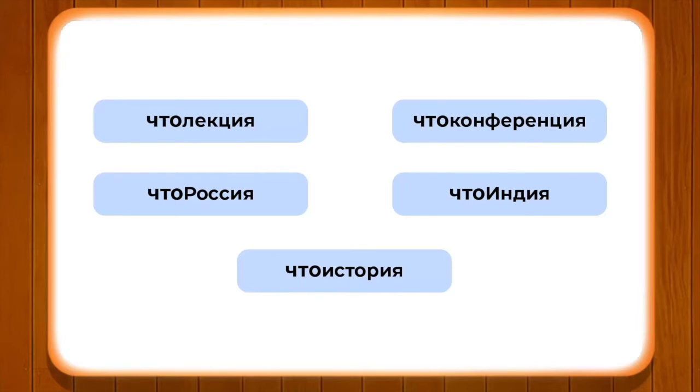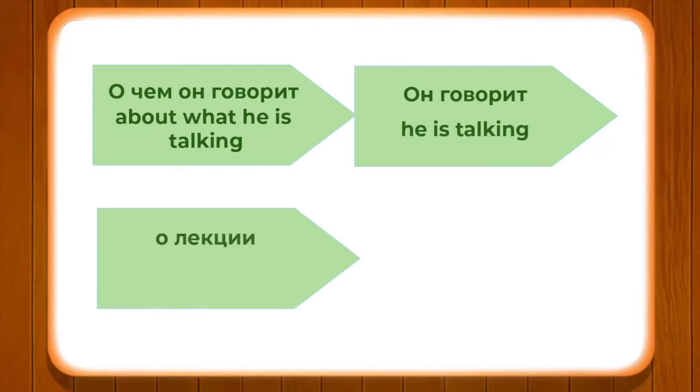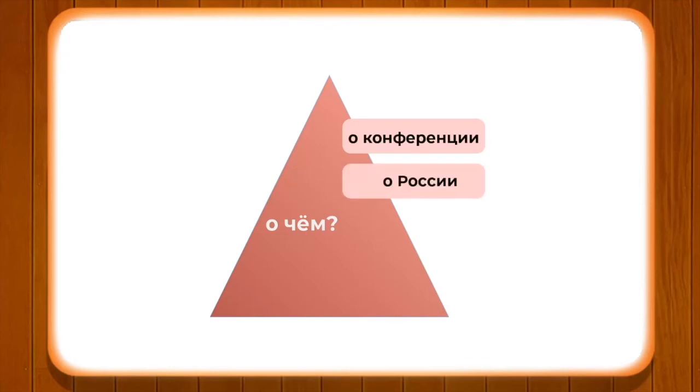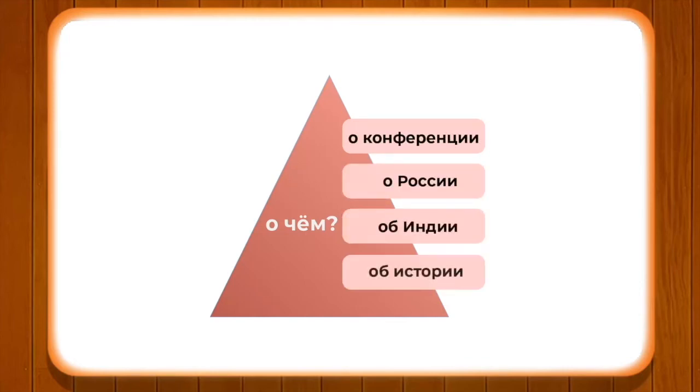О чём он говорит? I am framing a question: о чём он говорит, about what he is talking. Он говорит о лекции, about the lecture. Likewise, you can frame the question о чём, and then say о конференции, о России, об Индии, об истории. Why? Because Индия starts with a vowel, that is why it is об Индии. История is also similar, об истории. So you have to keep this fact in mind.